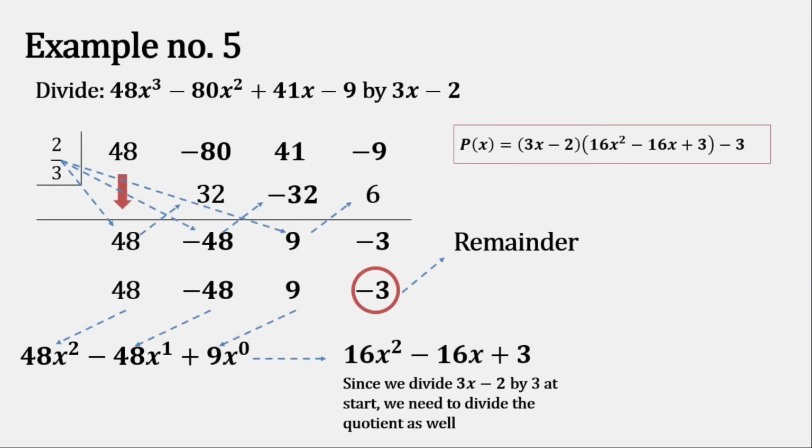Oh, sorry. Again, let's put that in that form. This is our divisor. This is our quotient. Plus negative 3, this is our remainder. See, again, we don't need to divide the remainder by 3. So that's one of the common mistakes. So we have our final answer.